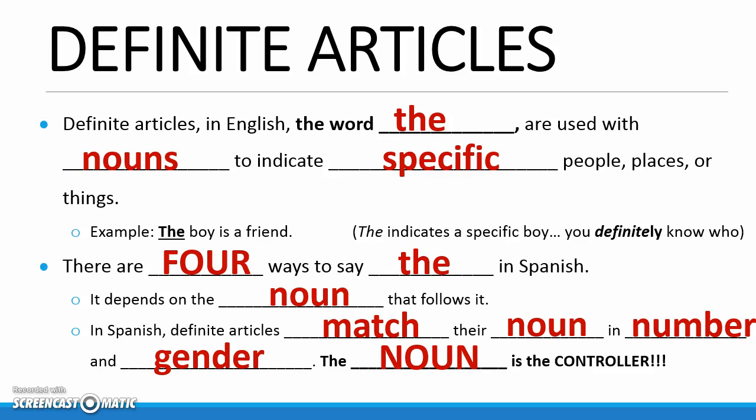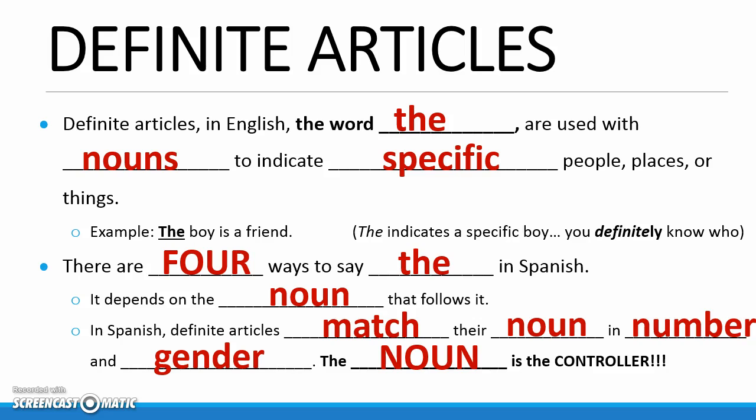Por ejemplo, in English, the boy is a friend. The word boy is a noun. And by saying the in front of it, I know I'm talking about exactly who I'm talking about, somebody specific. There are 4 ways to say the word the in Spanish, which is very different from English. But all you need to do is know what noun you're talking about.